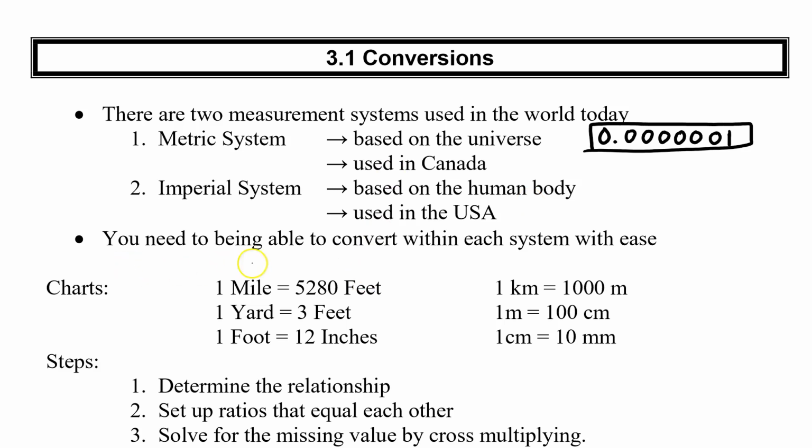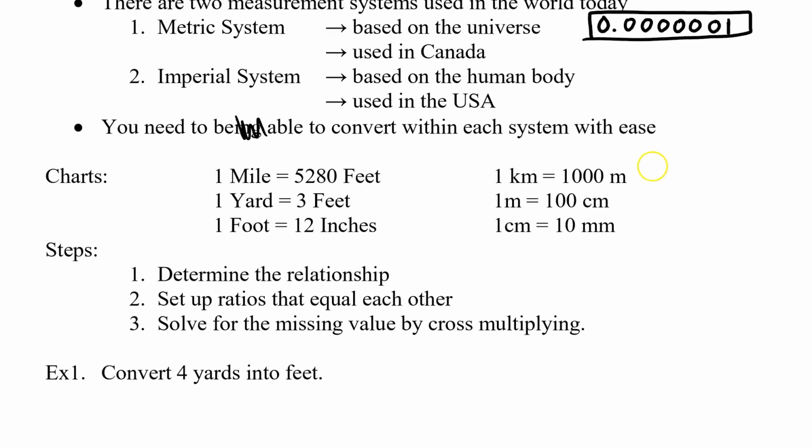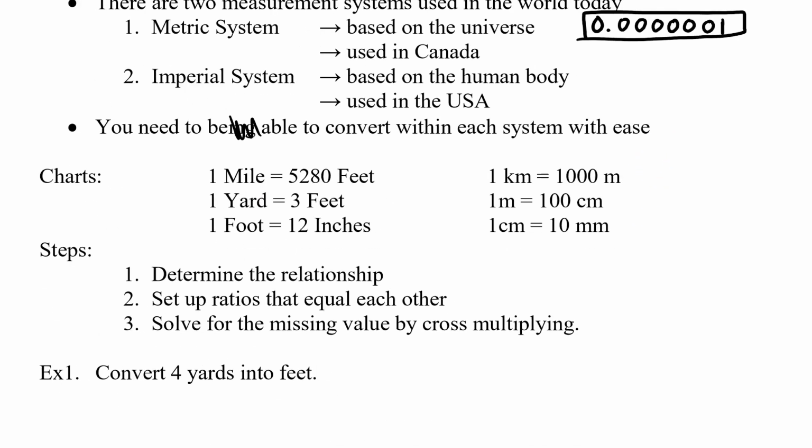So you will need to be able to convert within each system with ease. Here are just a few relationships that we have. 1 mile is 5,280 feet. 1 yard is 3 feet. 1 foot is 12 inches. 1 kilometer is 1,000 meters. 1 meter is 100 centimeters, and 1 centimeter is 10 millimeters.